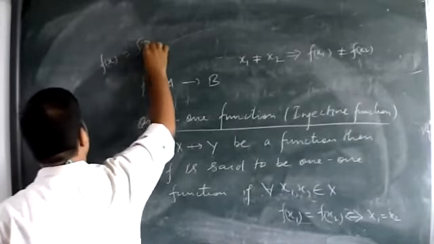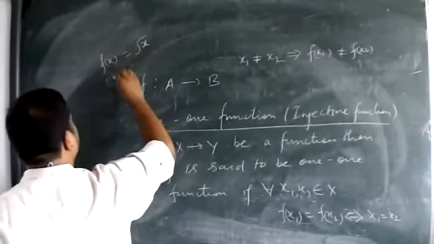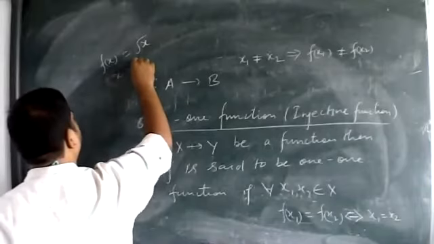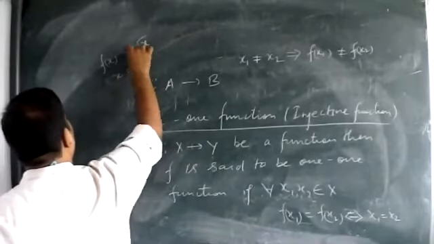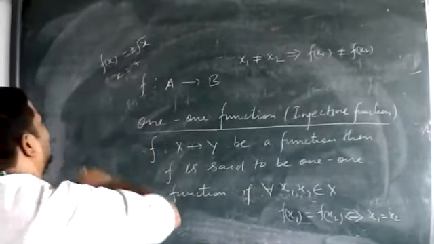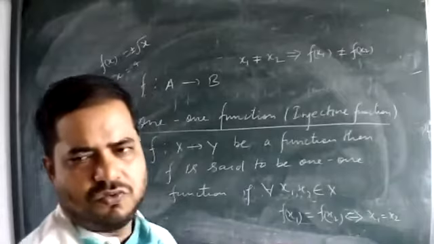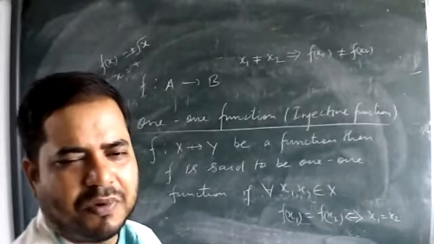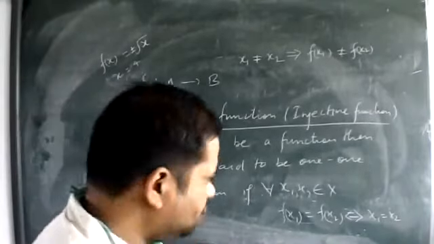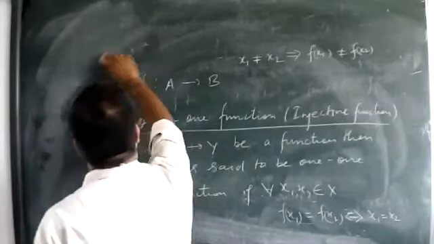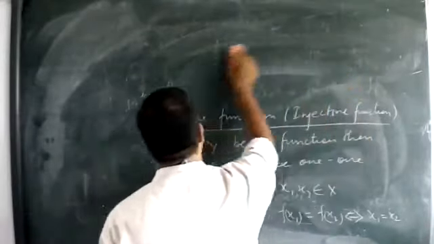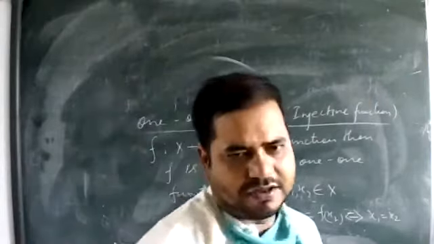For example, fx equals 2x, okay? So x is equal to 4, then fx is equal to 2, and x is equal to -4, then also fx is equal to 2. So in this case, x1 does not equal x2, but fx1 is equal to fx2.